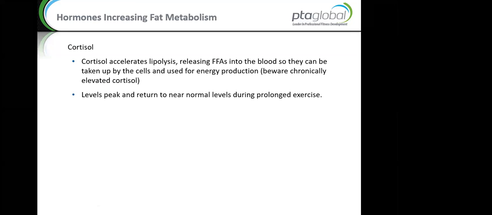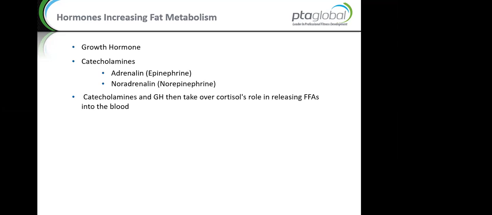So we already talked about hormones increasing fat metabolism. Cortisol accelerates lipolysis, which increases the release of free fatty acids into the blood so they can be taken up by cells and used for energy production. Levels peak and return to near normal during prolonged exercise. But when we live in a state of chronically elevated stress, it's essentially pumping more sugar into the blood on a regular basis, which then stimulates insulin production, which leads us down the road towards being insulin resistant. Growth hormone and catecholamines take over cortisol's role in releasing free fatty acids into the blood.